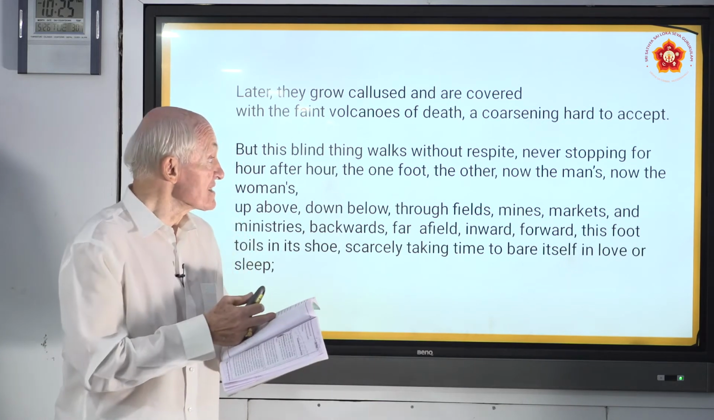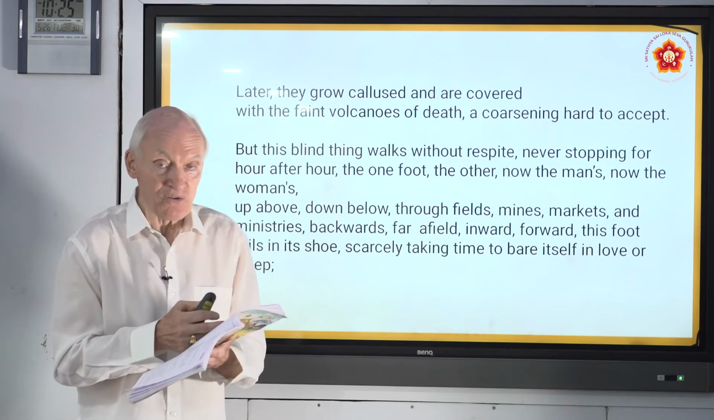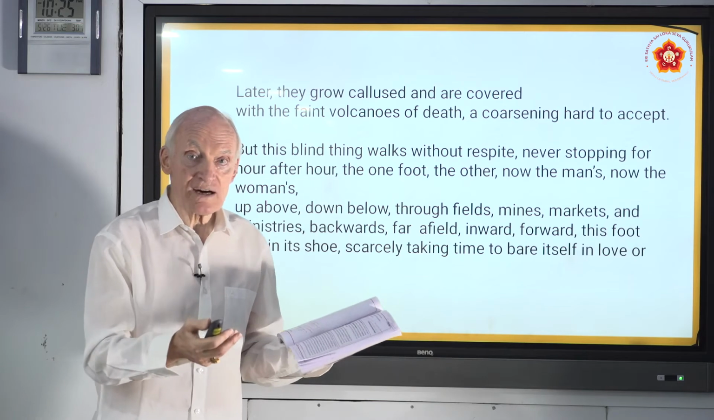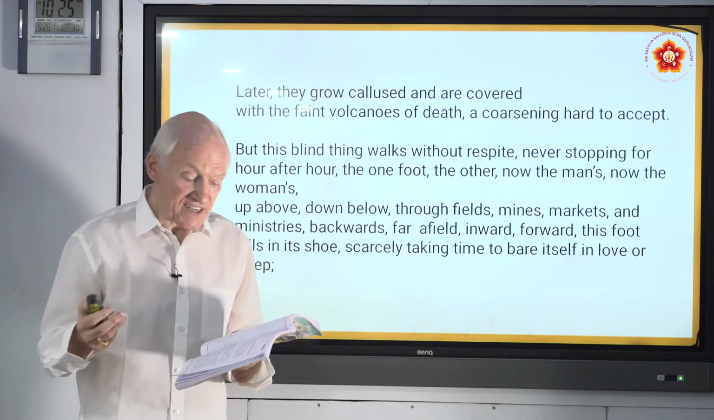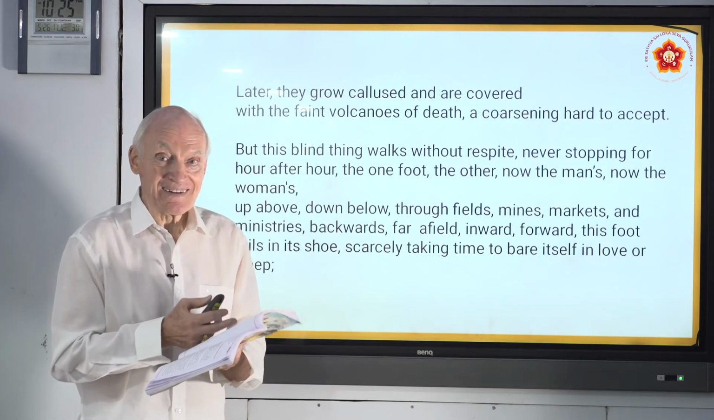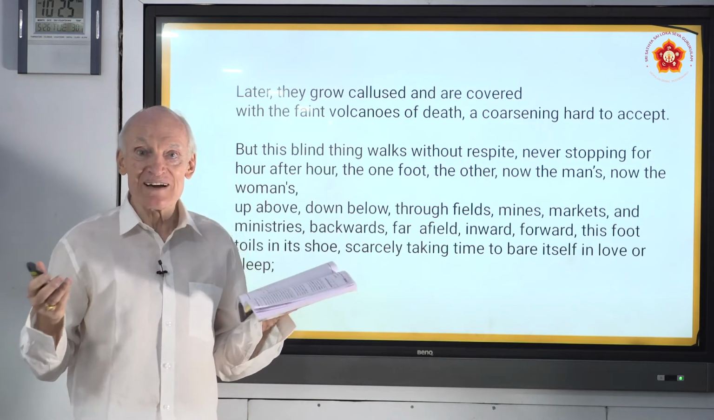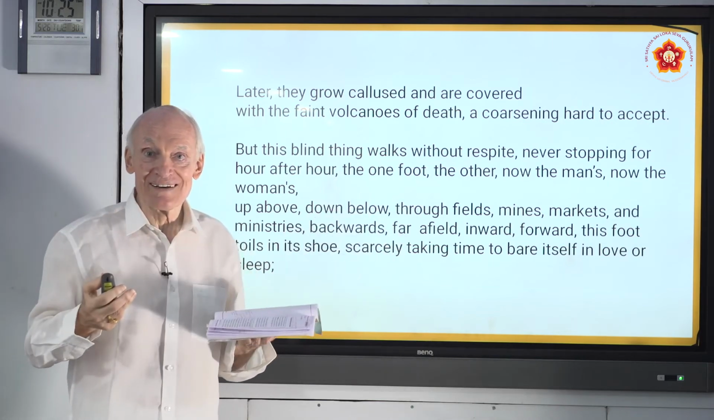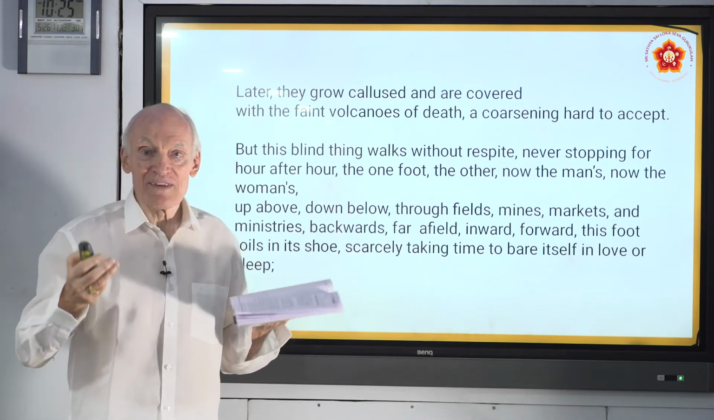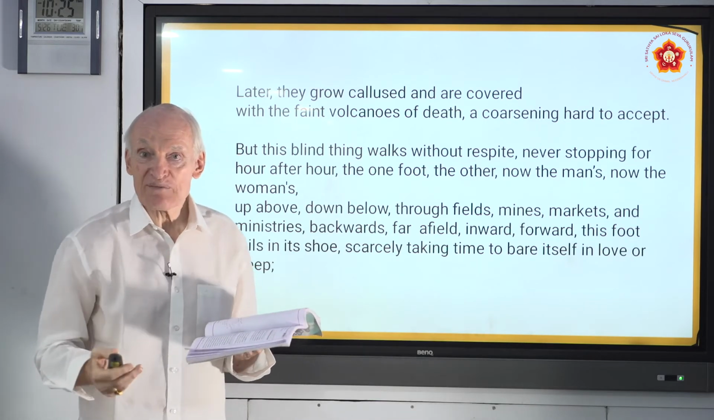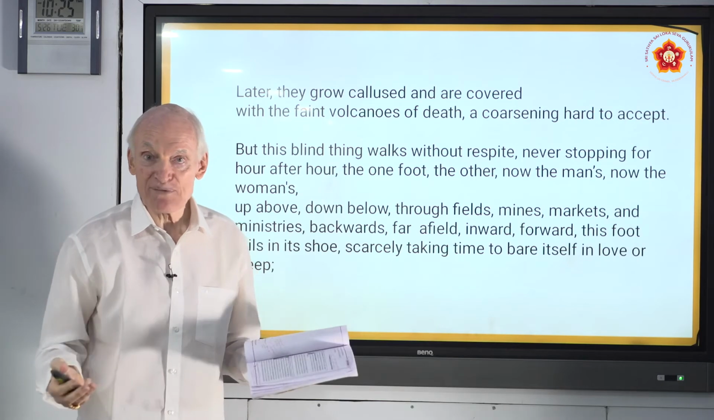Then he goes on and he says, now the man's, now the woman's. What difference does it make? Okay? The man has a job, the woman has a job. They have to keep walking, one foot after the other. Up above, some people have jobs that go up. They live in these high rises. They go up to high rises, okay? And they have restaurants on top. Or he says down below. You can go down in the basement of these high rises. They have shops down there.